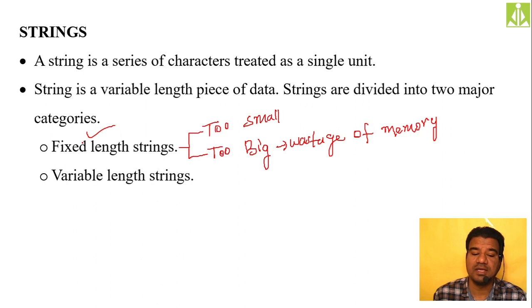That is the reason why fixed length strings are not the best way to use in our programming. We can store in this way also, and that is the reason we are discussing it, but this is not an efficient way. So that's the reason why we go for variable length strings. In variable length strings, the size of the string will vary according to the word, according to the name you are storing. If the name is too small, the string will automatically shrink itself.